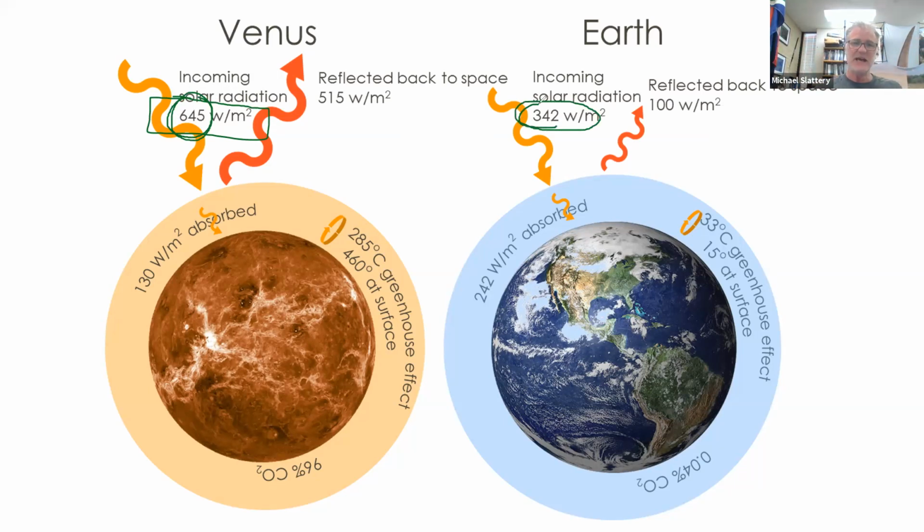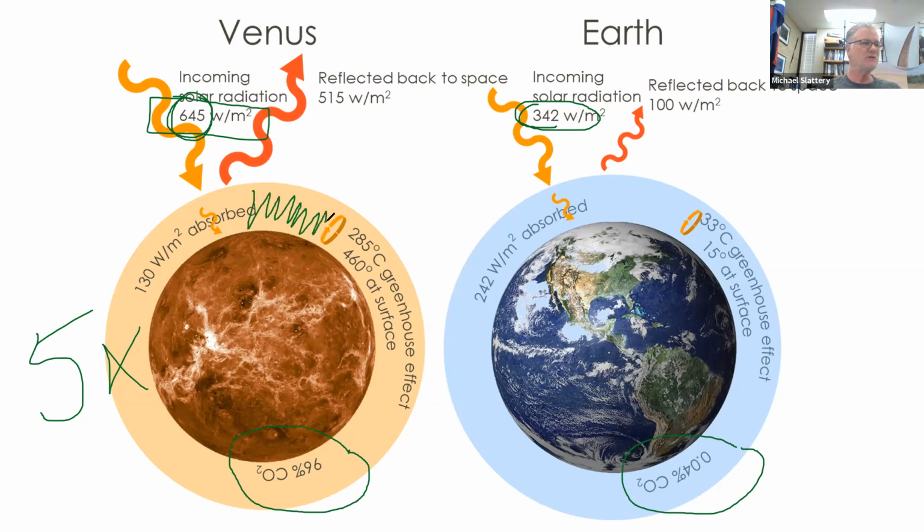But Venus has an atmosphere that is 5 times thicker than the Earth's. That's point number 1. And point number 2 is the atmosphere on Venus is about 96% carbon dioxide. Earth, 0.04%. So what does that mean? That means that a huge amount of the energy, virtually all of the energy that enters the Venusian atmosphere, stays in there as a greenhouse effect.